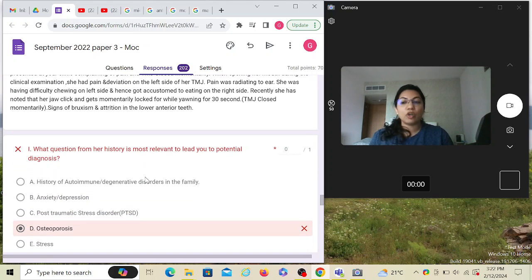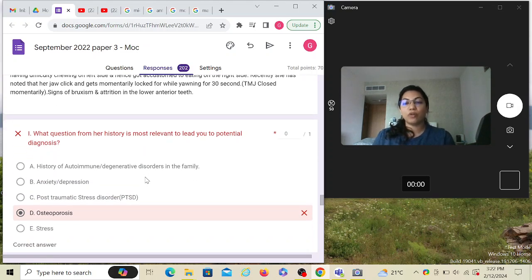Now let's see what the options are. History of autoimmune degenerative disorder in the family. The question has not mentioned that, so I'm not going to go with that. Anxiety, depression. Well, it is a stressful situation having a trauma in the childhood, but I'm just going to keep this option a little lower in my priority list. Post-traumatic stress disorder. That's going to be my top priority. Osteoporosis, no. Stress.